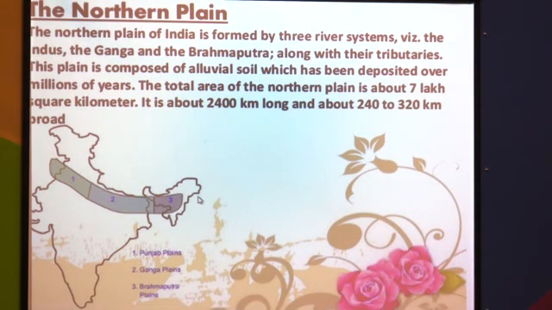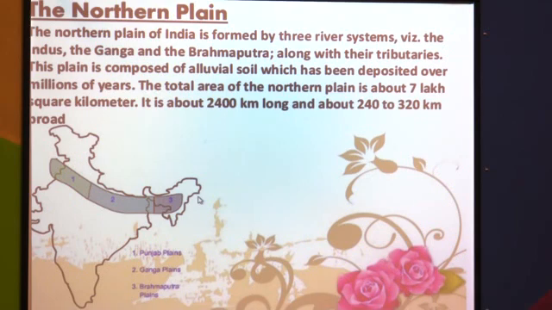They bring that deposition and deposit it on this northern plain, and due to that, alluvial soil is very fertile soil. It's very good for agricultural production. So all these rivers bring that sediment and deposit it here on the northern plain. That's why this part of India is called the granary, because sugarcane, wheat, rice, millets, maize, and some other fruits and vegetables are also cultivated here in the northern plain of India.